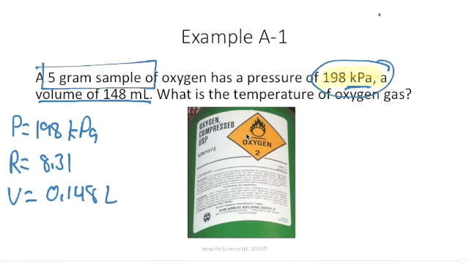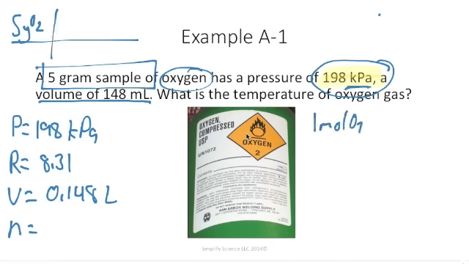Anytime it gives us grams, we can convert from grams to moles using molar mass. So our N value is going to be our moles. To do that, we see that it is oxygen gas. So we have 5 grams of O2, and all we need is our molar mass. We know that 1 mole of O2 gas is 32.00 grams of O2 gas, and we just got that off the periodic table.